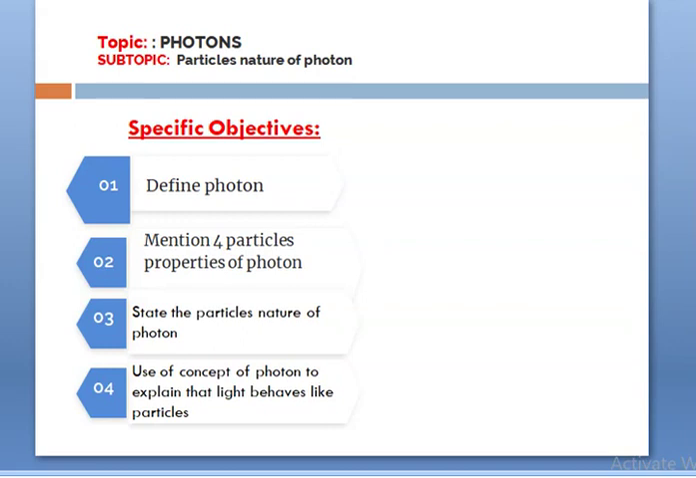By the end of this lesson, my students will be able to, number one, define photon. Secondly, you'll be able to mention four particle properties of photon. Thirdly, you can state the particle nature of photon. Then, fourthly and finally, you can use the concept of photon to explain that light behaves like particles.